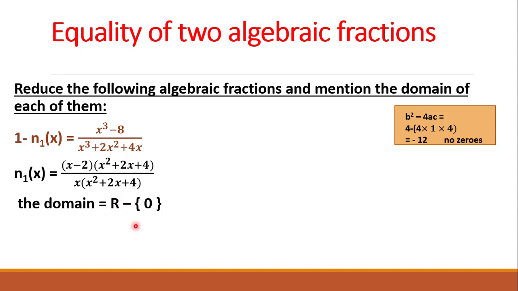Okay, now we can simplify by dividing x power 2 plus 2x plus 4 by x power 2 plus 2x plus 4. So the remainder will be x minus 2 over x. And this is the simplest form. We reduced this algebraic fraction.